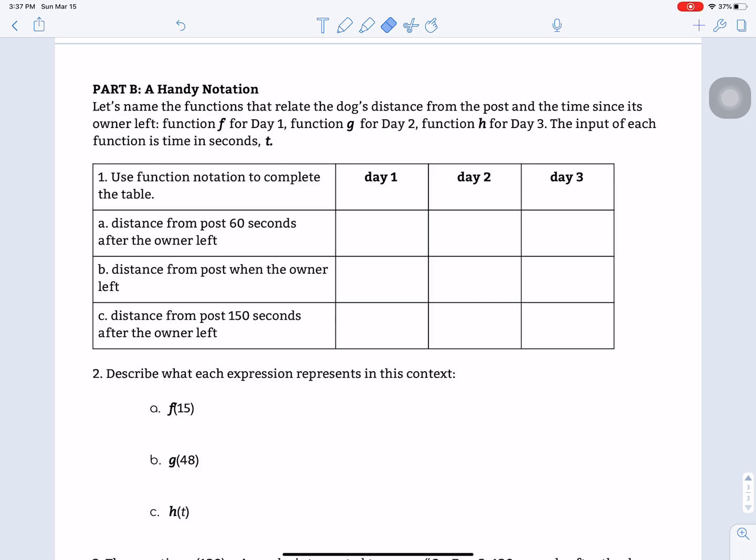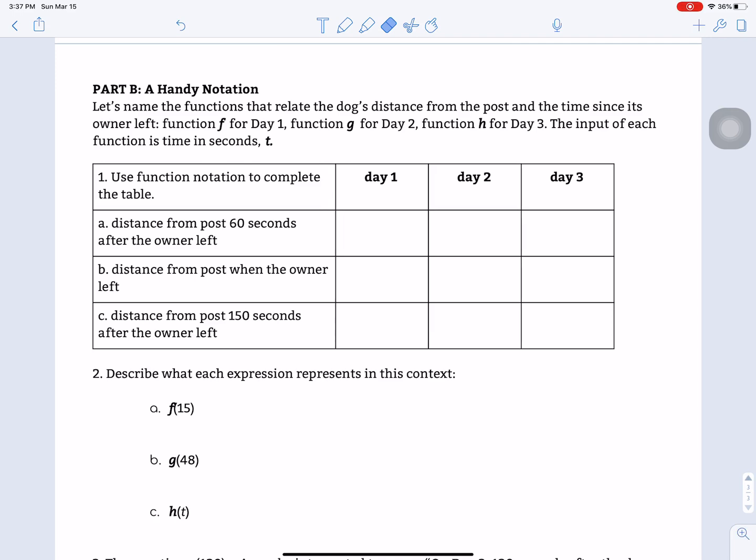So now we're going to look at function notation, the second part here, 6.1. So we're naming our functions. We're going to use f for day 1, g for day 2, and h for day 3. That's going to help it so we don't always have to keep adding in more words or saying the function for day 1, the function for day 2. So anytime I use f, that means I'm looking at day 1.